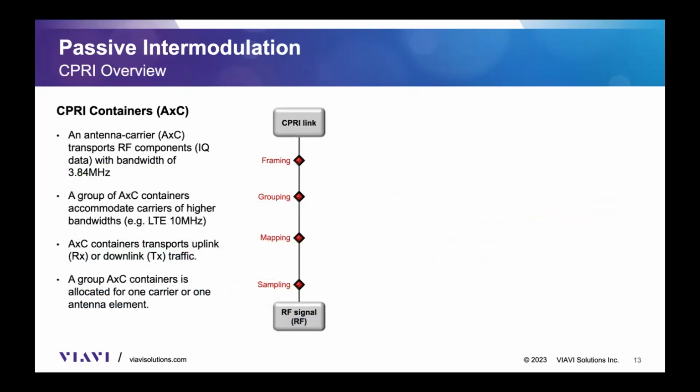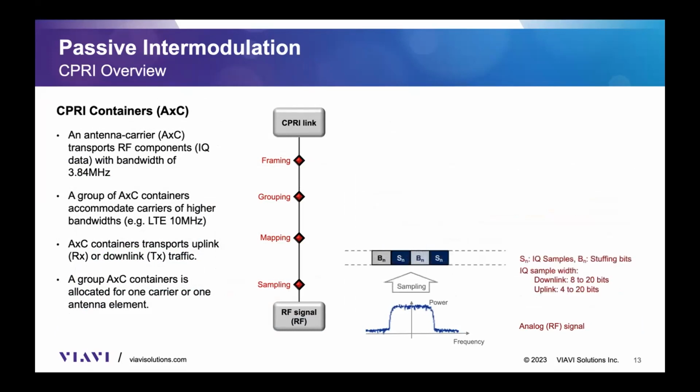Right, so now let me just go briefly on how PIM works. I'm not going to spend a lot of time here, but if you have any questions, please let us know. So we have an analog signal that is going into my RF path, and we need to digitize it by doing some sampling. We take some sample bits. We can also pad that stream with some stuffing bits.